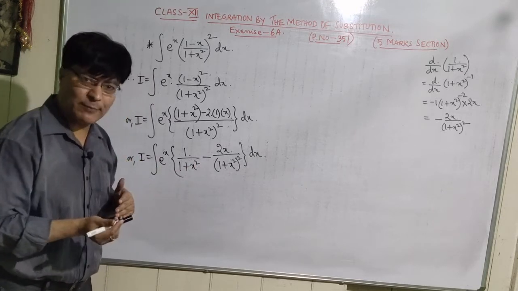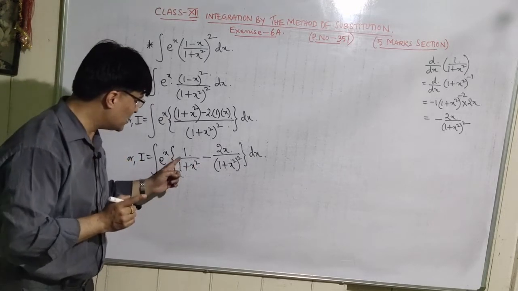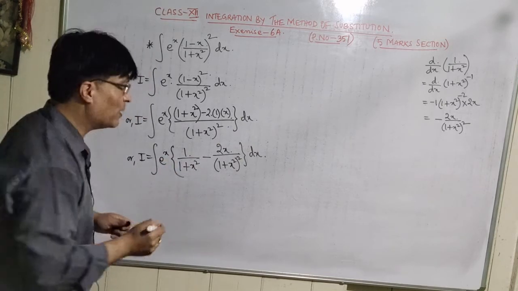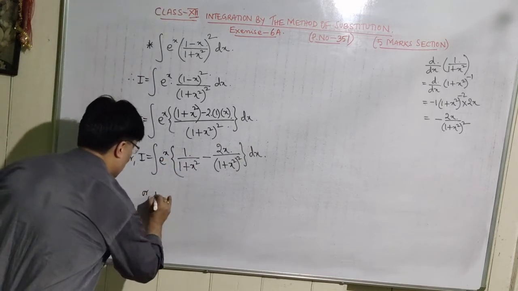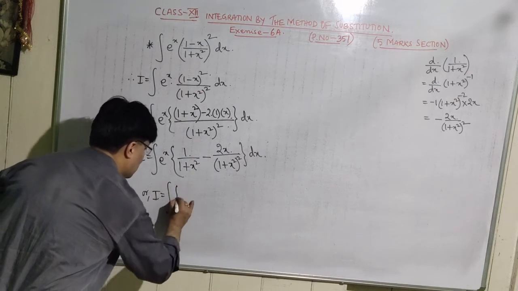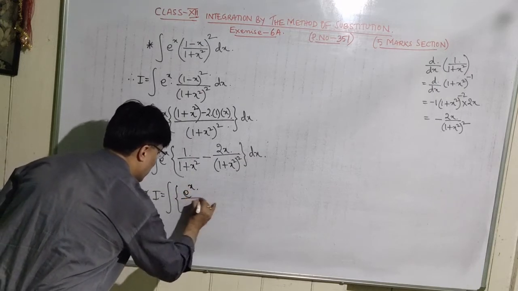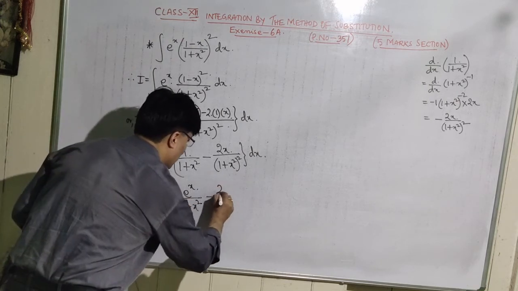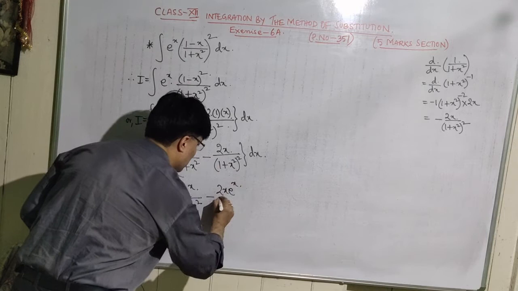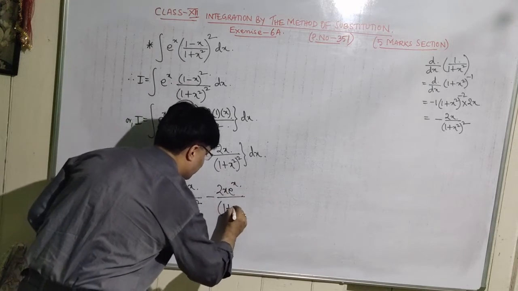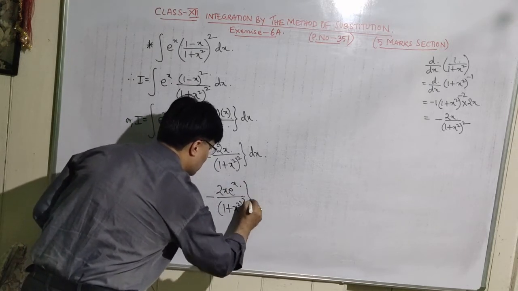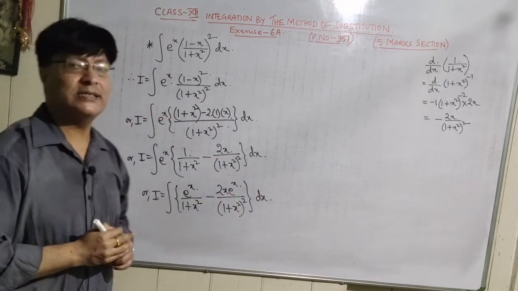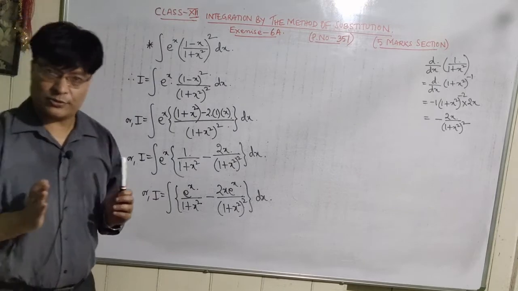So let us first multiply it. But you cannot assume z is equal to 1 upon 1 plus x square only. First of all, you have to multiply it by e to the power x. Or I is equal to integration of e to the power x divided by 1 plus x square minus 2x e to the power x divided by 1 plus x square whole square, second bracket close, then you can write dx. So I think you have understood it.